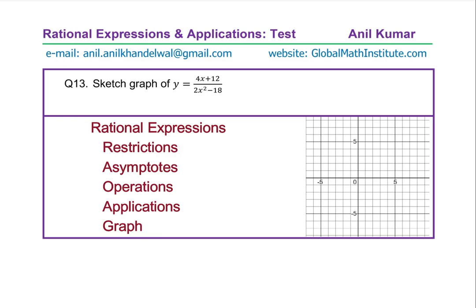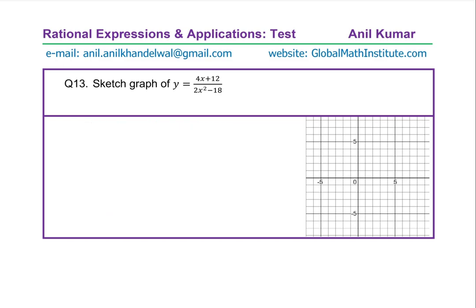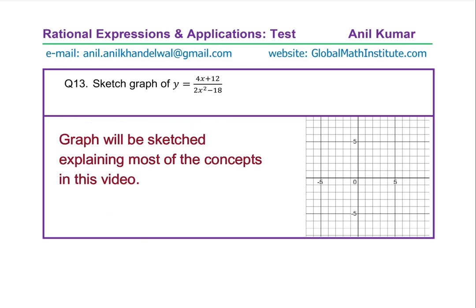We began with simple rational functions, looking into their restrictions, equivalent rational expressions, operations like multiplication, division, addition, or subtraction, and then some worded problems, and now a graph. So sketch the graph of y equals (4x + 12) over (2x squared minus 18). So that is the set. I hope you understand and appreciate it.